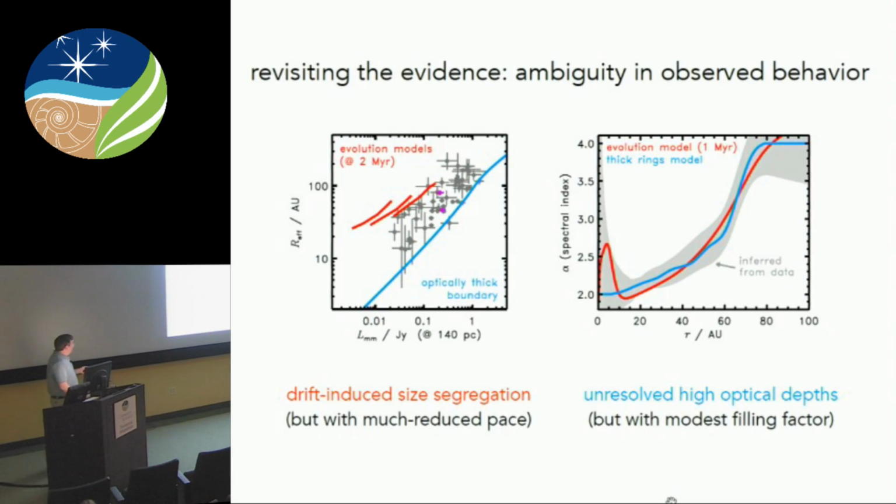And if we look here at the spectral index, so this is the inferred data. This is the spectral index as a function of radius. And so the red is an evolutionary model. Again, this is the gray spectral index distribution for TW Hydra, which is 10 million years old.